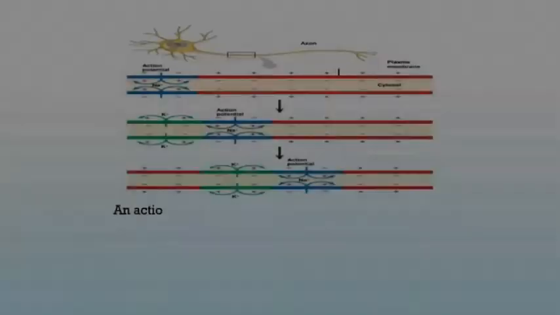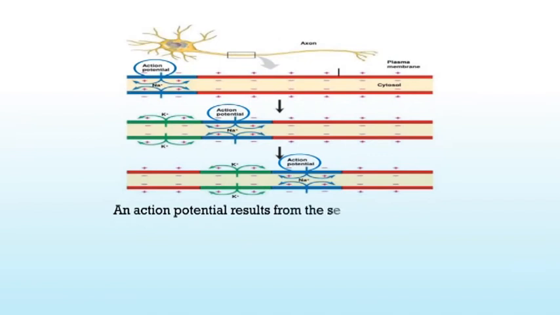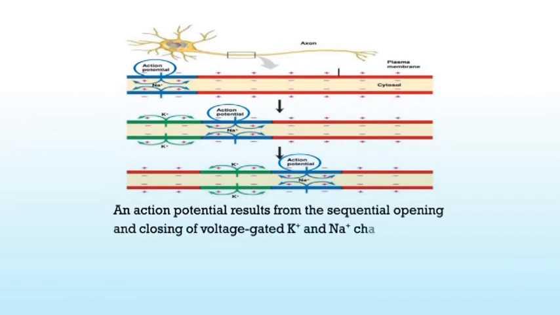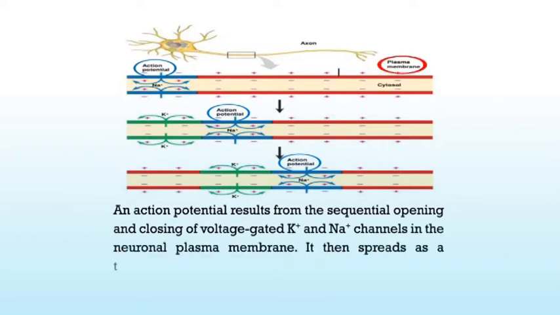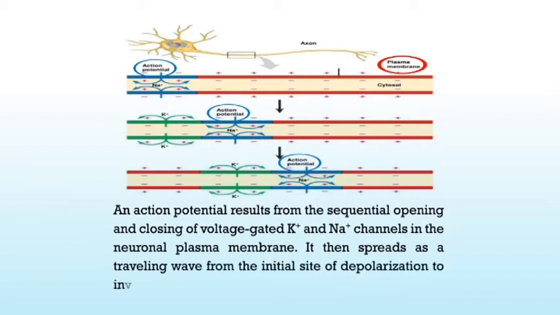An action potential is triggered by a depolarization of the plasma membrane, that is, by a shift in the membrane potential to a less negative value. It is followed by rapid repolarization. An action potential results from the sequential opening and closing of voltage-gated potassium and sodium ion channels in the neuronal plasma membrane. It then spreads as a traveling wave from the initial site of depolarization to involve the entire plasma membrane.